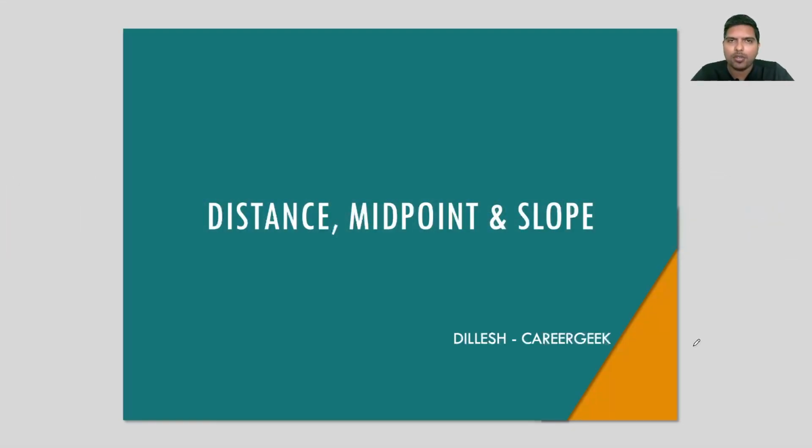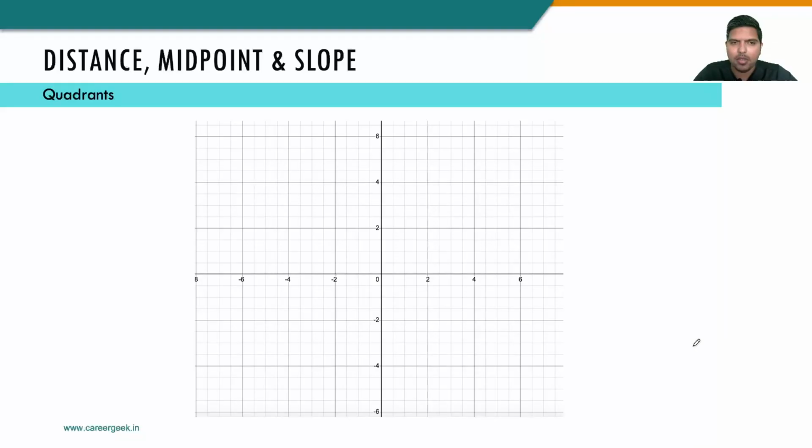Hi. So now we'll see the concepts of distance, midpoint, and slope. One of the important concepts of the exam. But before we start to understand how to find distance or midpoint or slope, the first thing you should know is quadrant.